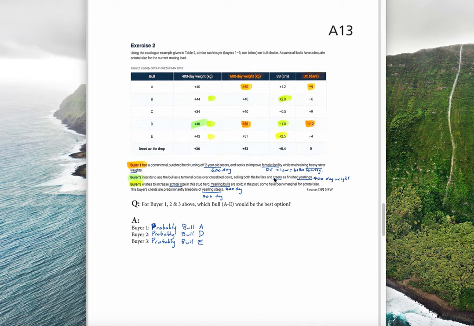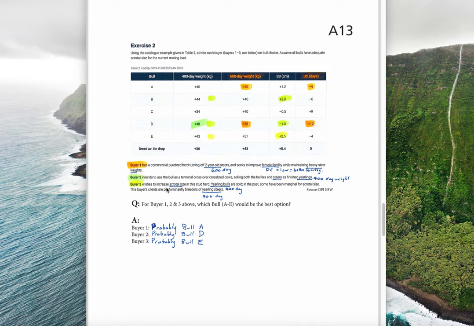The next one is heifers and steers and yearlings. So we're going to go with 400-day weight, which is the only one showing here, there's no 200-day weight, and steers, which is our 600-day weight here. Let's have a look at the highest ones. We've got plus 58 and plus 50, plus 48 and plus 40. So the highest one for 400 and 600-day weight is clearly D. That one's an easy one.